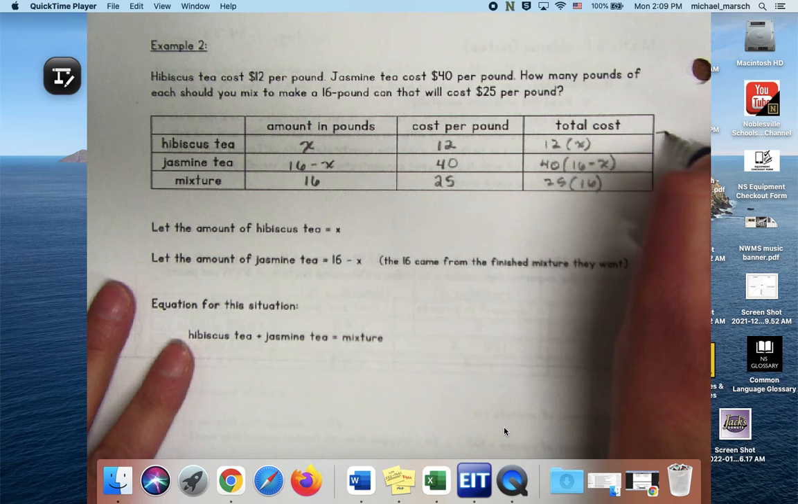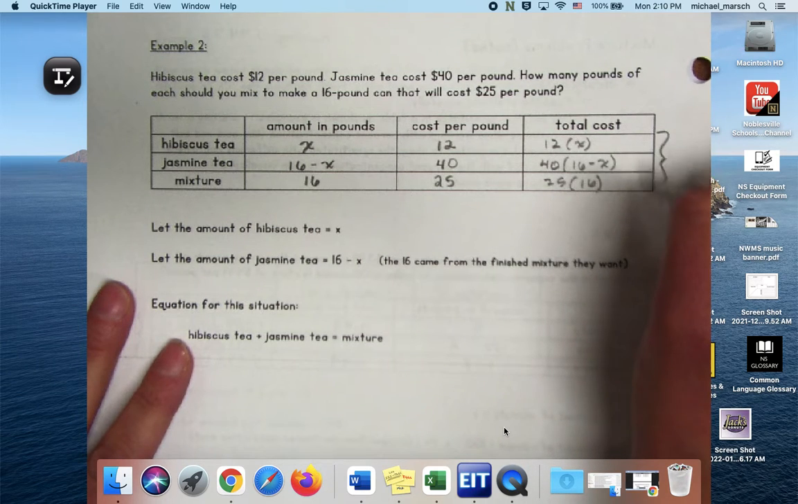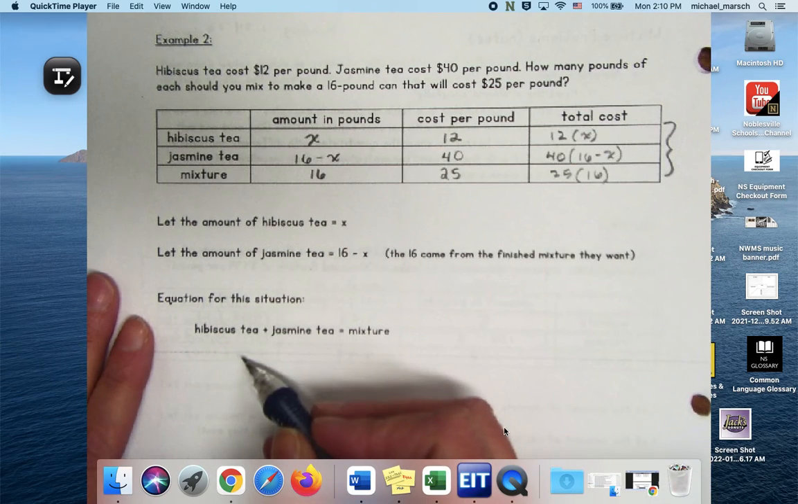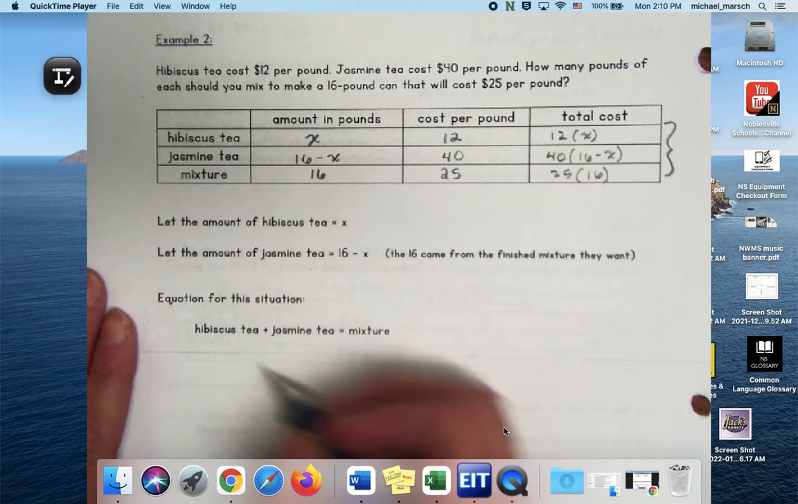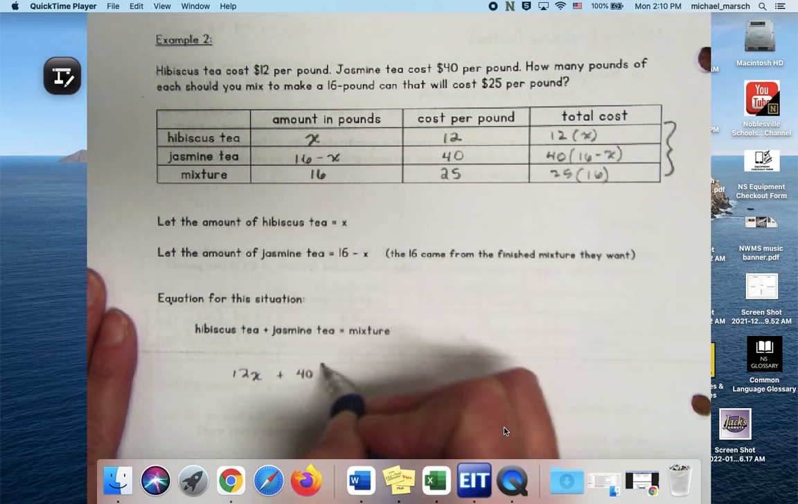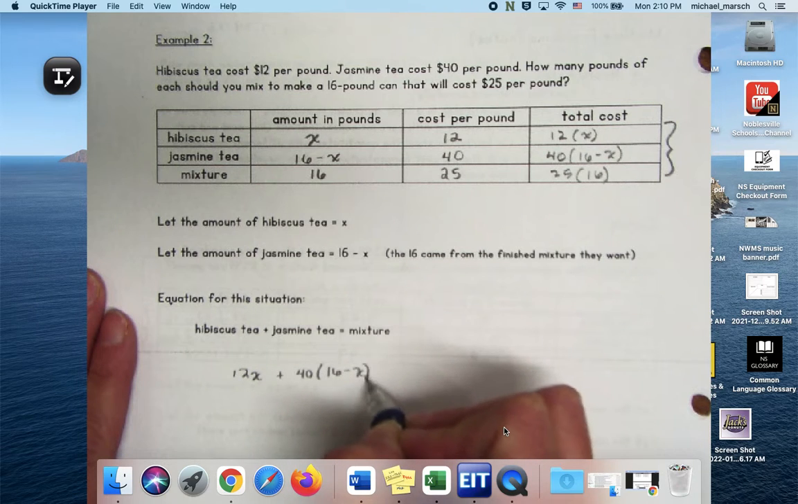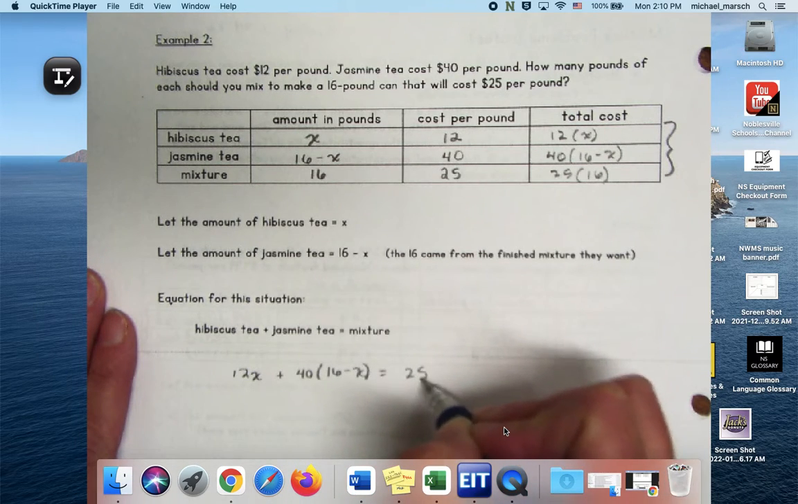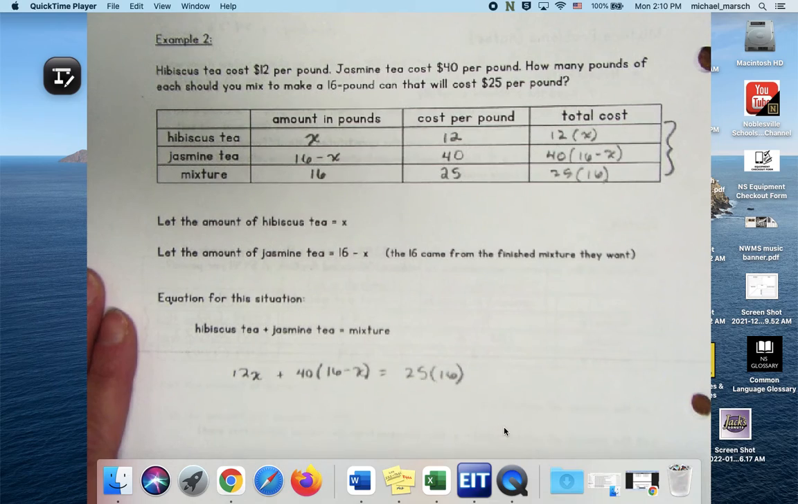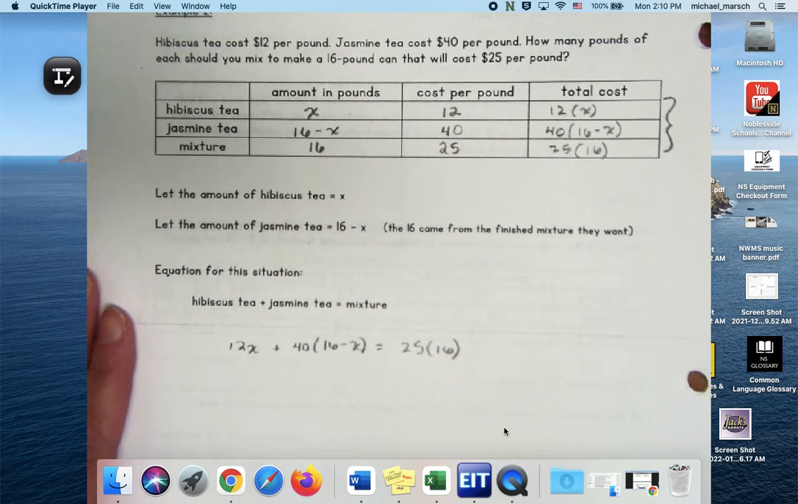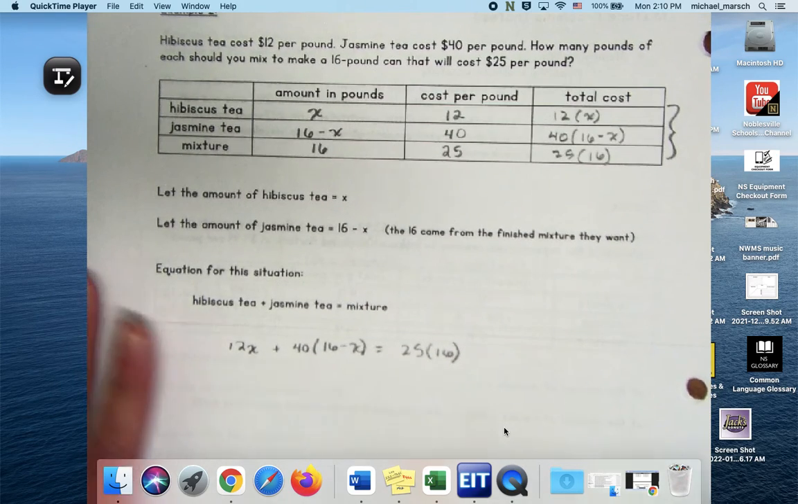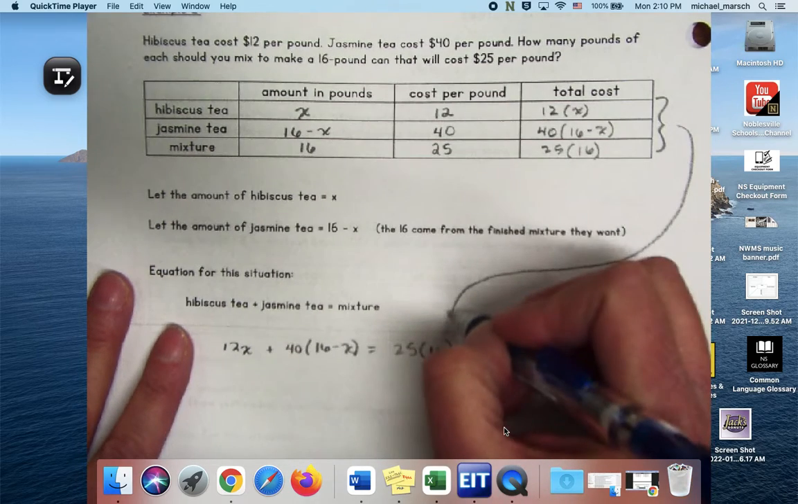Okay, we have everything we need for our equation in this column here. Hibiscus plus jasmine equals mixture. So I've got 12x plus 40 times 16 minus x equals 25 times 16. Here we can draw a fun arrow.